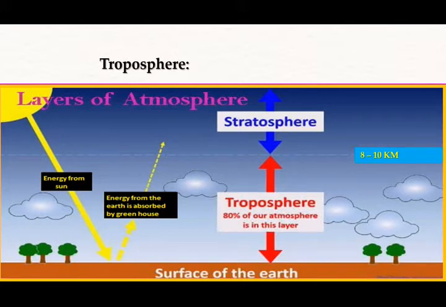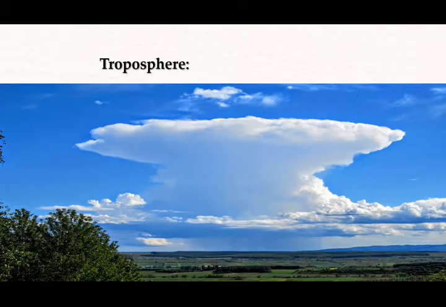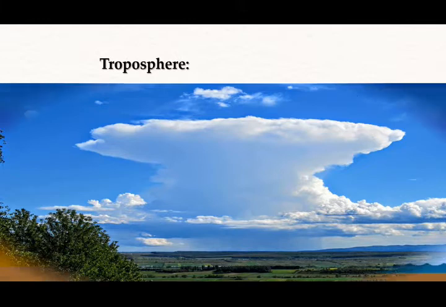Now, the topmost layer of the troposphere, which merges with the next layer, we call the tropopause. This tropopause is a region which we call the cold trap, because here the condensation of all the water vapor takes place because the temperature is around minus 60 degrees Celsius. So if you observe the sky, the topmost layer of the cloud formation is what we call a cirrus cloud. The cirrus cloud formation takes place in this tropopause region.